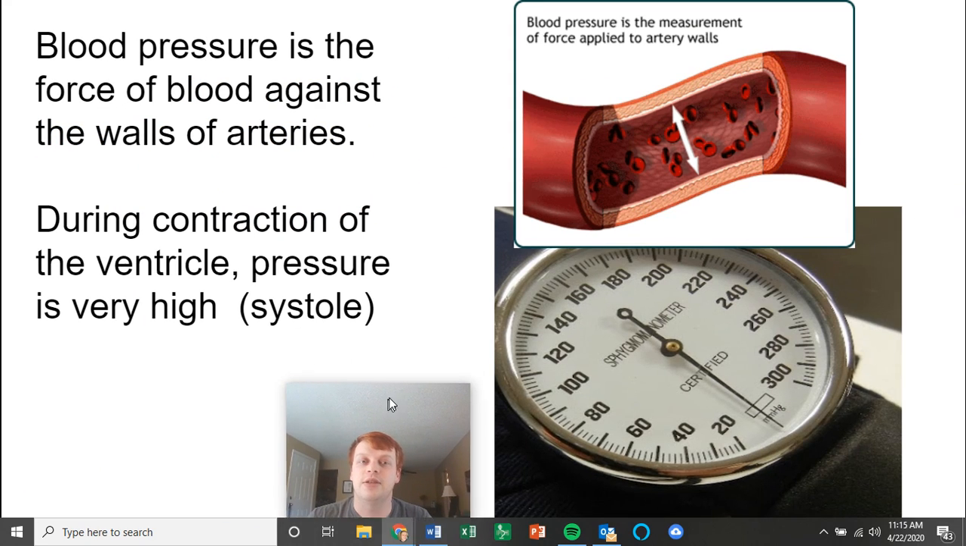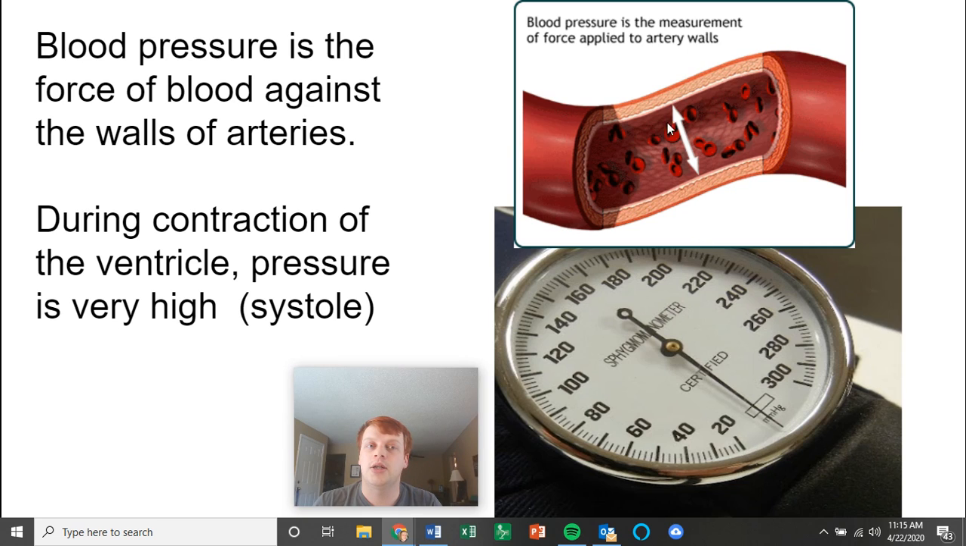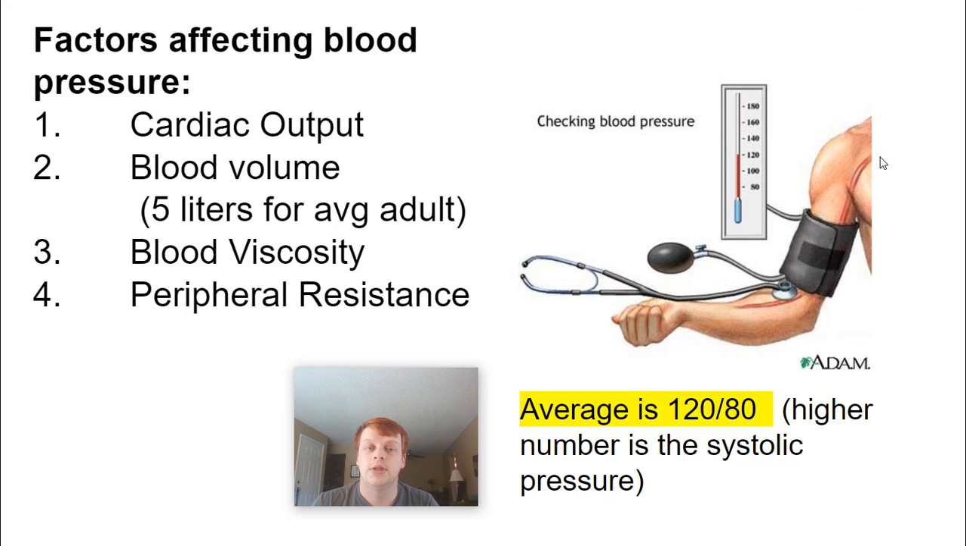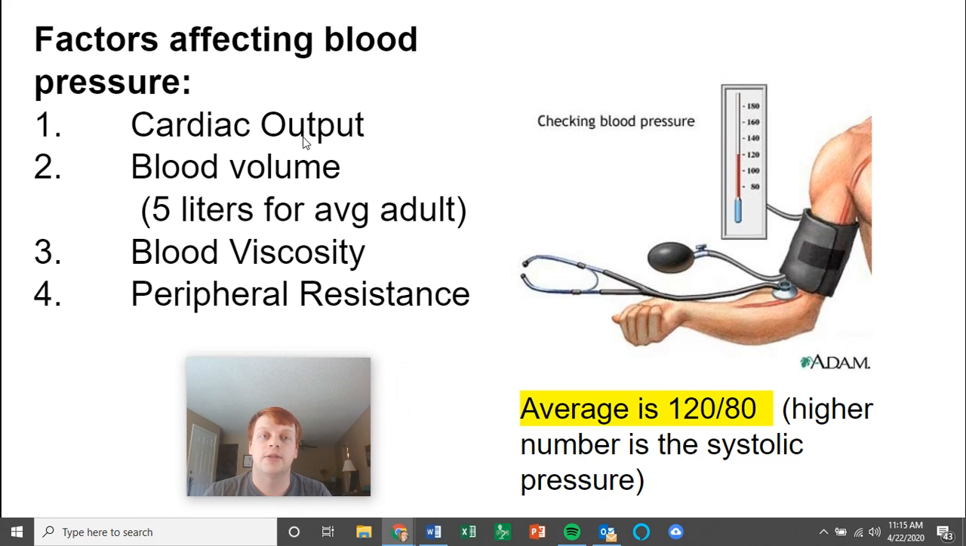So blood pressure is the force of blood against the walls of your arteries. And during contraction of the ventricle, your blood pressure is very high. That's the systolic or systole. There are a couple different factors that affect blood pressure.